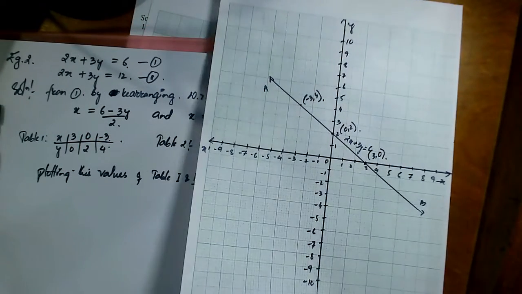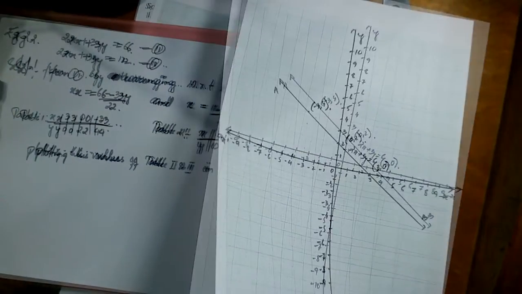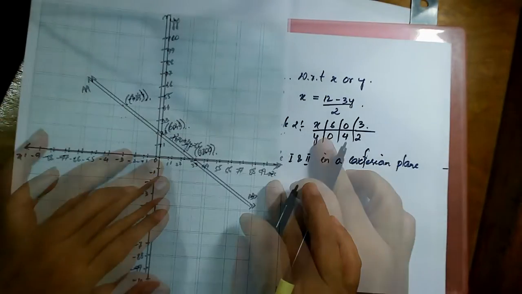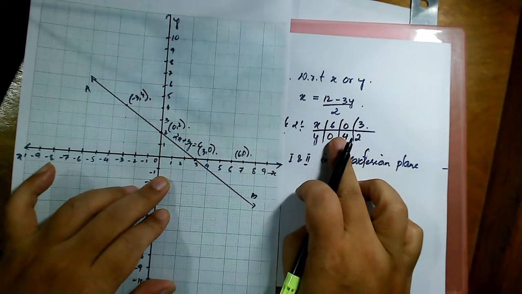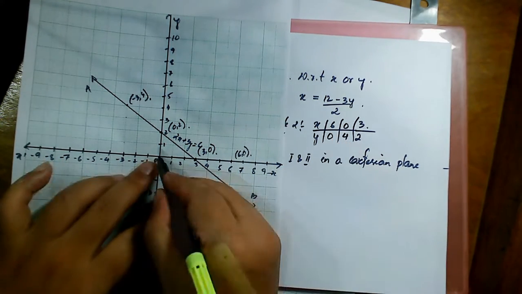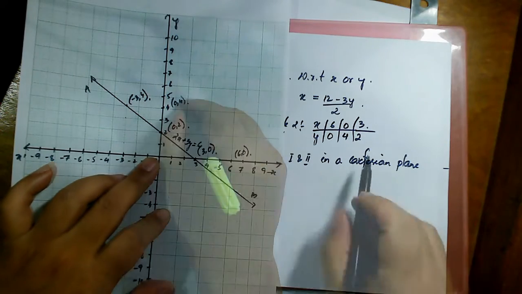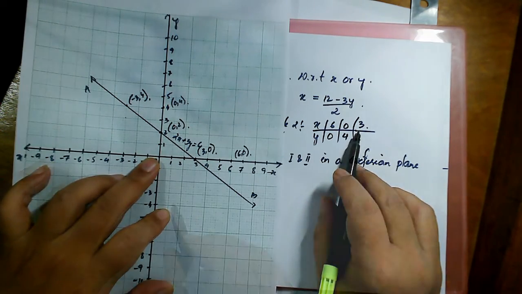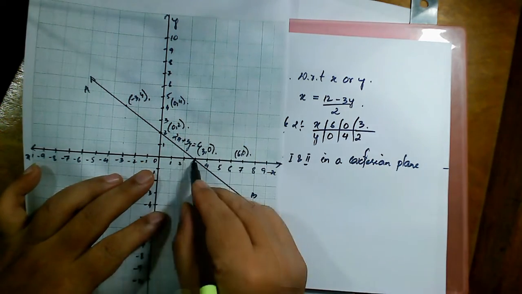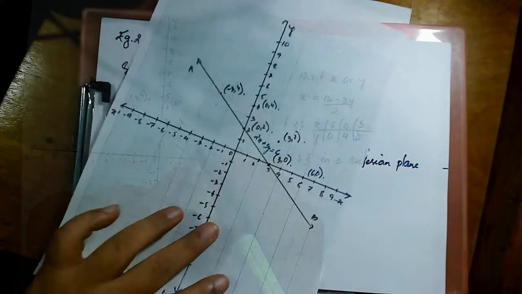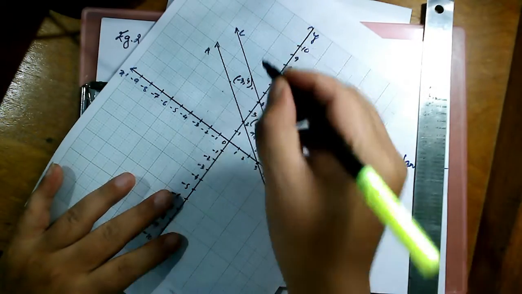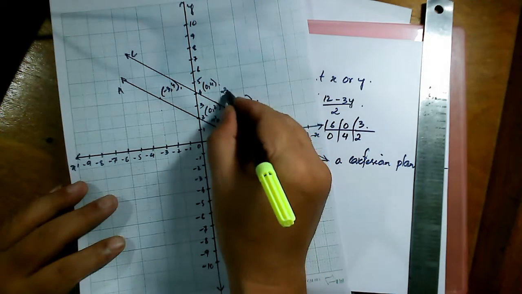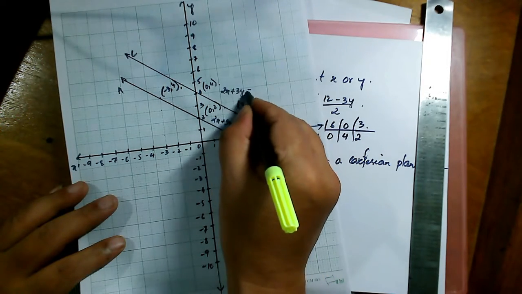And at the same time, let's plot the equation for table 2. When x is 6, y is 0. When x is 0, y is 4. When x is 3, y is 2. Let's join these points again. So we get another straight line, say C and D, and the equation is 2x plus 3y is equal to 12.